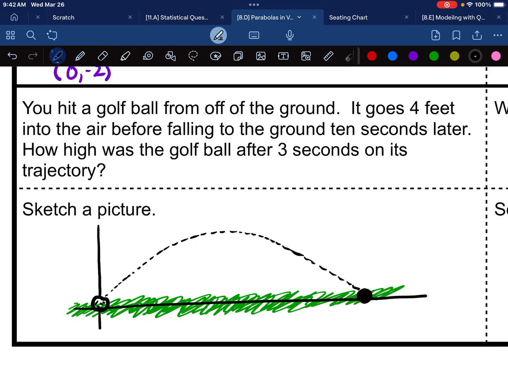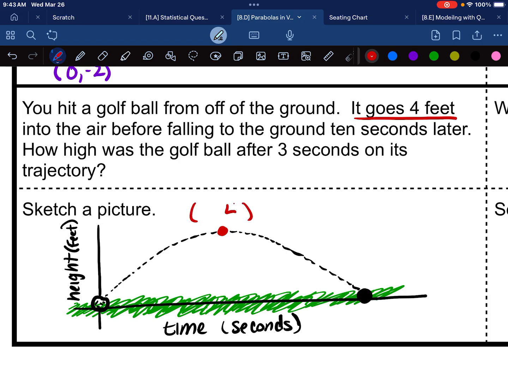So the y-axis here is the height of the golf ball. And the x-axis is going to talk about the time. And I know it's talking about time because I have all these references talking about seconds. Man, my Apple Pencil's having a hard time writing, huh? I'm also going to say my height here is feet, just to remind myself what units I have. Okay, now I know that it goes 4 feet into the air. All right, so that 4 feet into the air would be its maximum height here, which would be the y value.